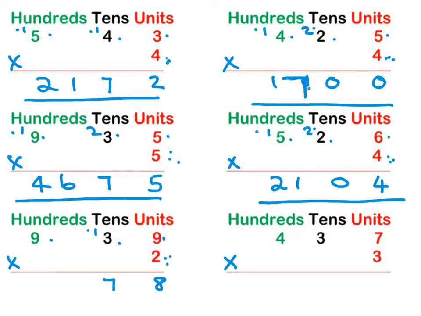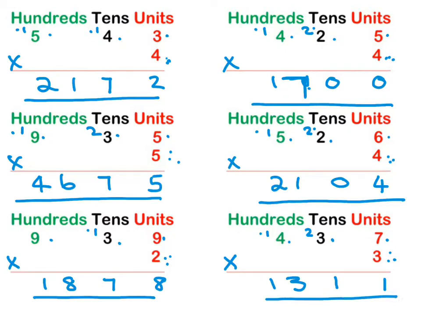2 times 9 is 18. 7 times 3 is 21, we write a 1, we carry a 2. 3 times 3 is 9, plus 2 is 11. So we put down a 1, we carry a 1. 3 times 4 is 12, plus 1 is 13. Right, I hope you got all of those correct.